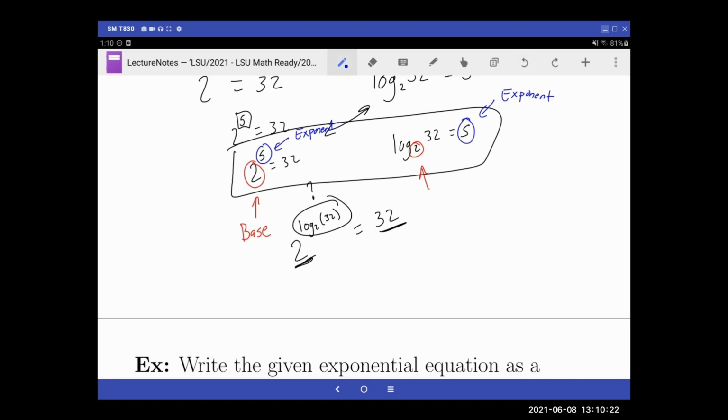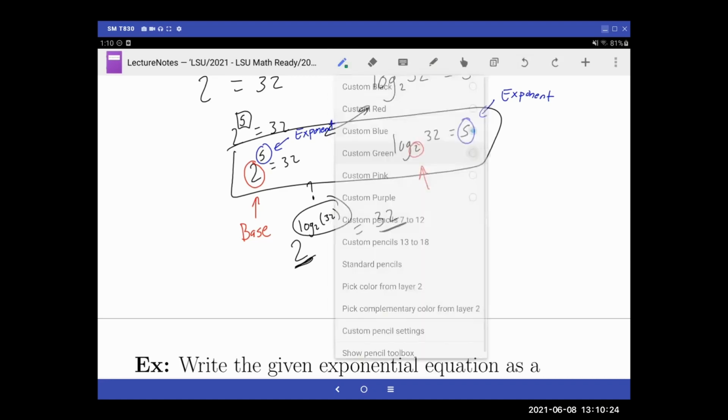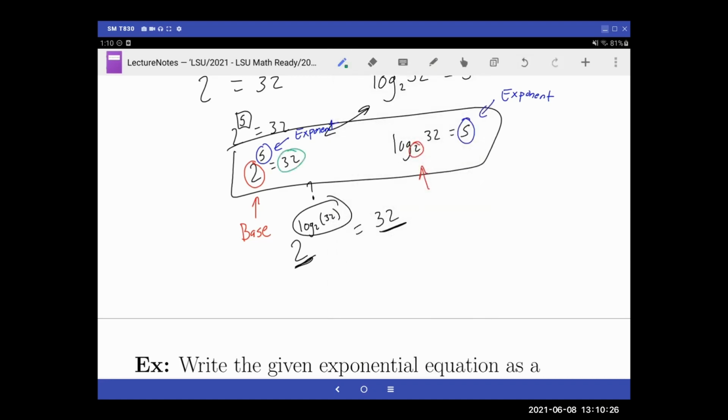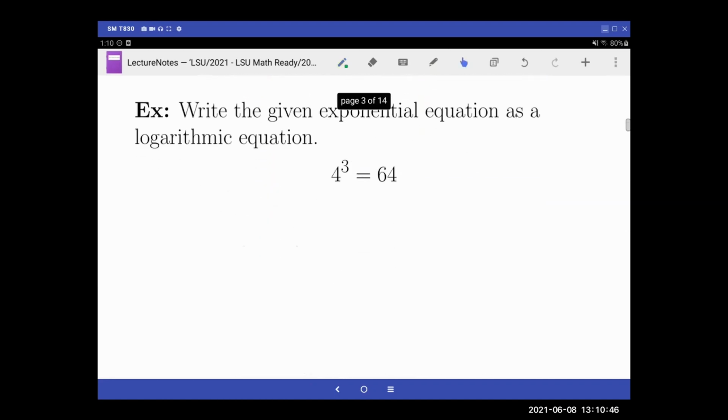The last one, I just always call it the other one. It's just that other one that we haven't done anything with yet. The 32 here. So 32 in this case is the value of the exponential expression. It will match up here. It's the interior of the logarithm. All right, so let's see if we can apply that. Base, exponent, and then other. That's how I like to think about it.